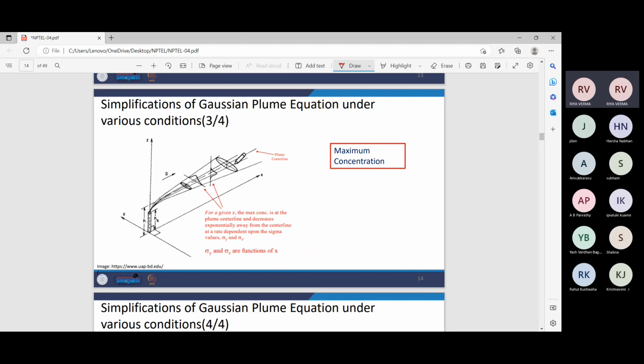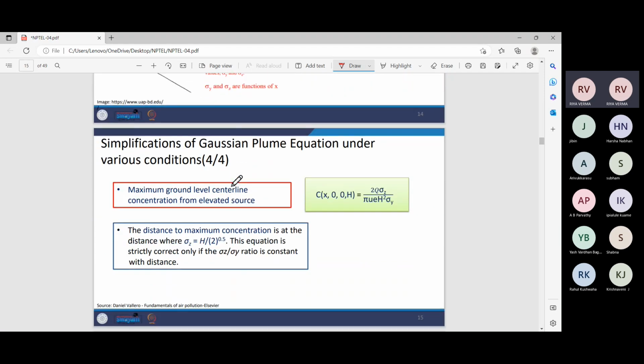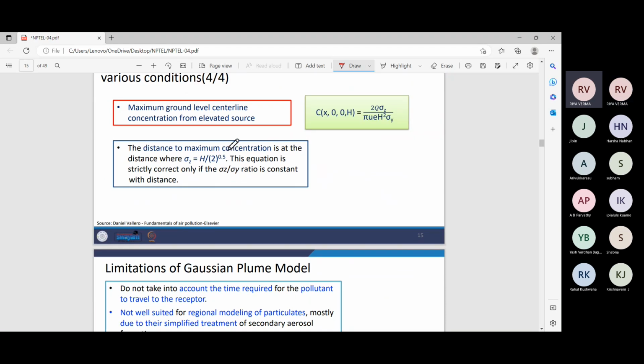Now to find the maximum concentration, we'll be finding the concentration at the center line of the plume, and the equation will be 2Q over sigma z pi u e raised to the power h squared over sigma y, and sigma z is the distance to the maximum concentration.